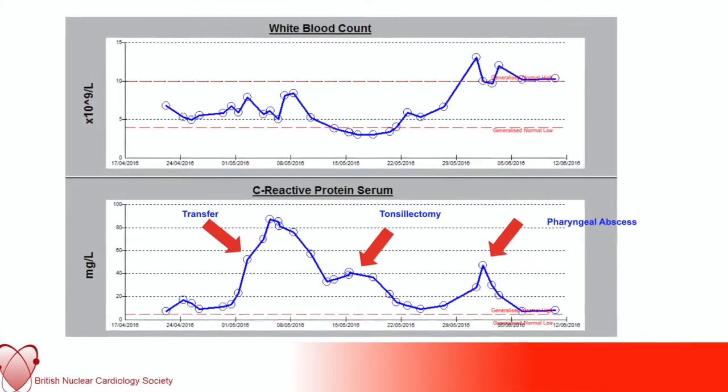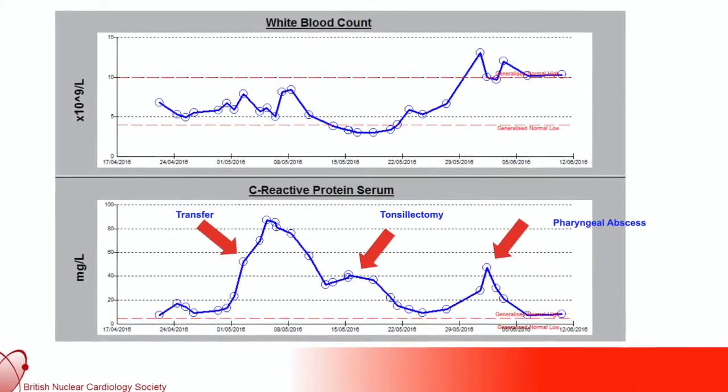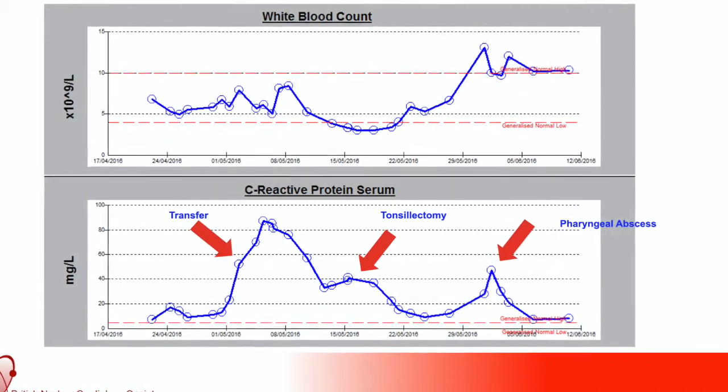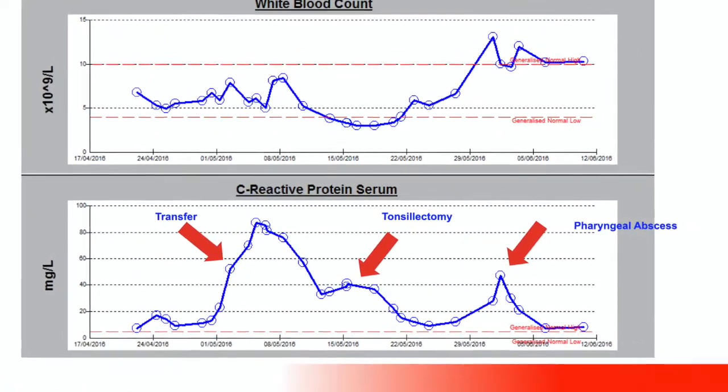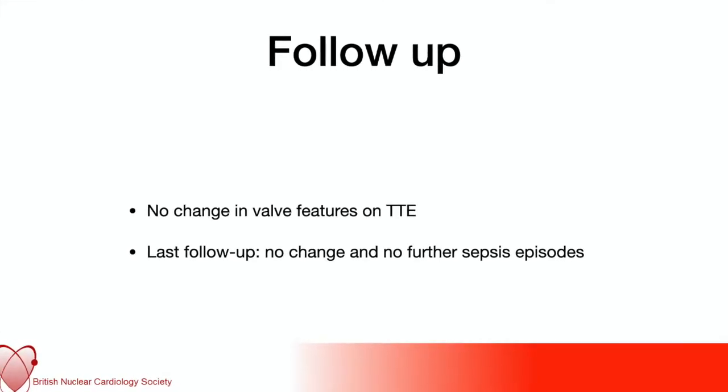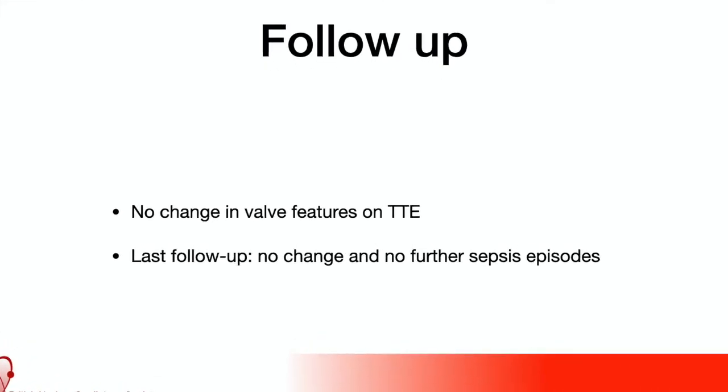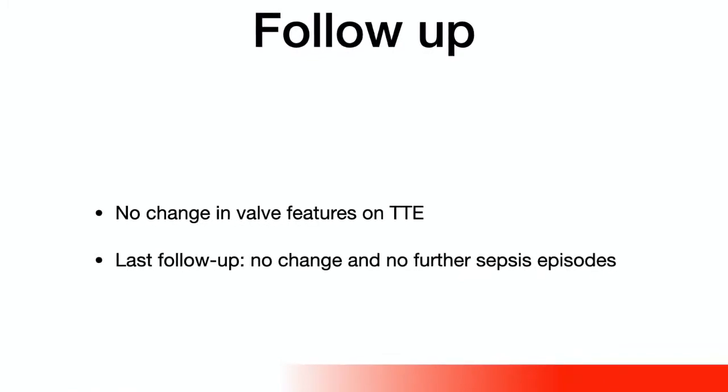On the basis of this, the decision was taken to perform a tonsillectomy, and with that you can see how his CRP fell. However, that was then complicated by pharyngeal abscess, needing another incision and drainage, but after that he was then discharged well and home. On follow-up, there's been no changes in the appearances of that valve on echo, and he's been fine with no further sepsis episodes. So the FDG PET scan here showed that there was an alternative source of infection, and when that was treated, the patient eventually recovered.